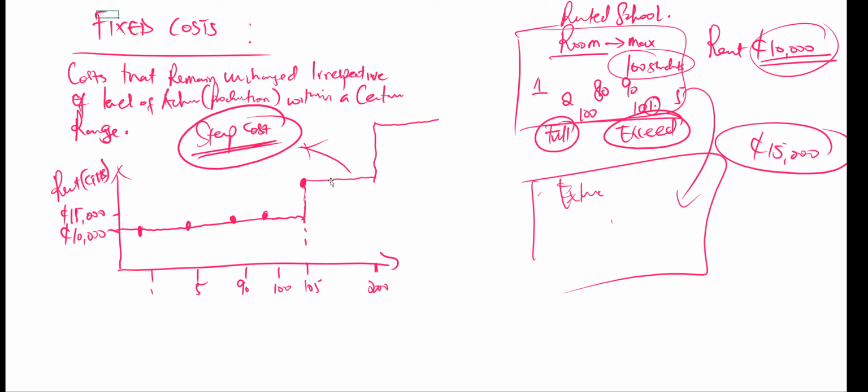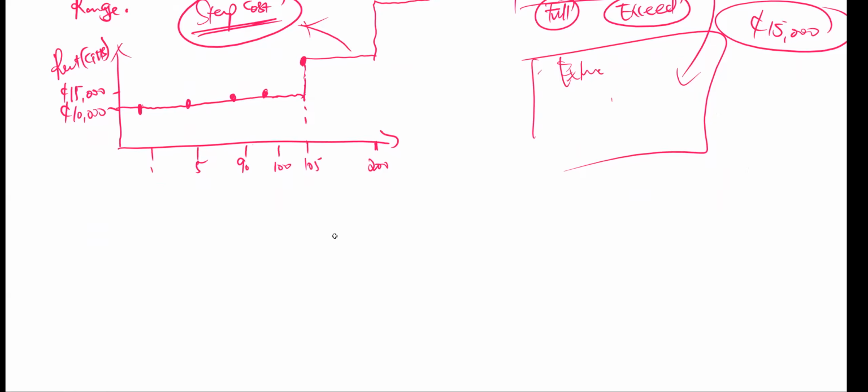So fixed costs are fixed only up to a certain range, you can see. And once they exceed that range, they become what? A step cost. Does that make sense to everyone? Are we okay with fixed costs? Yes. All right. Now let's look at something here.